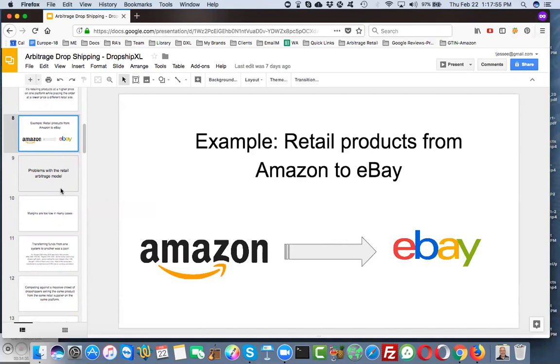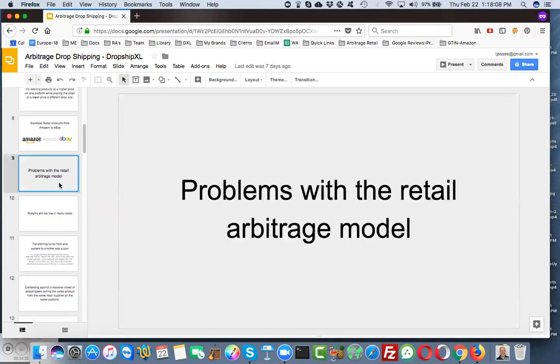But where we're eventually going to get in terms of the major point that we'll discuss at the very end is there's a better model to follow, and we'll get into that as well. Okay. So let's talk about some of the major issues that you should be aware of when you consider going into the retail arbitrage model or following that model.